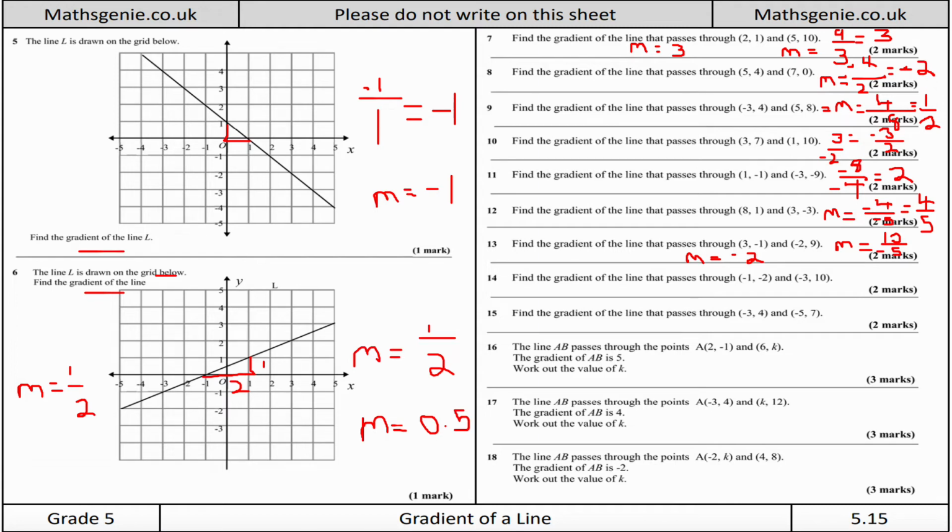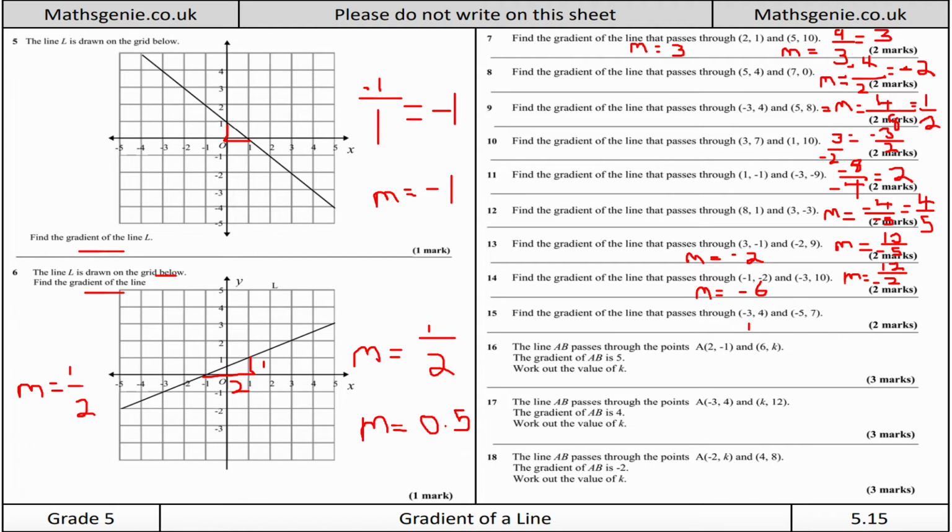Find the gradient of the line that passes through these 2 sets of points. 10 take away negative 2 is 12. So 10 subtract negative 2 is 10 plus 2, which is 12. Negative 3 subtract negative 1 becomes negative 2, because it's negative 3 plus 1. If I'm subtracting minus 1, I'm adding 1 essentially. 12 divided by minus 2 is minus 6, guys. This is question number 15.